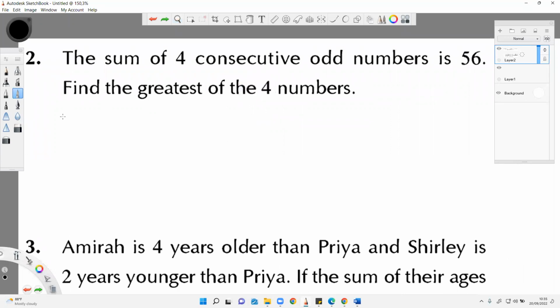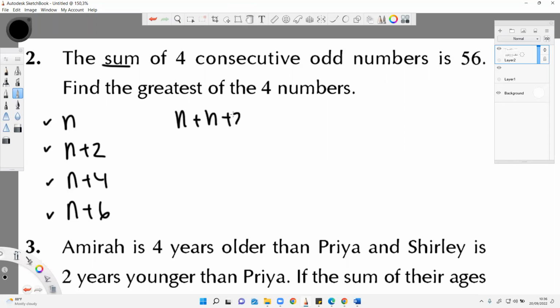N. And then N plus 2. N plus 4. Okay, done. Why? Because 4 numbers, so you have to put 4 algebraic terms here. And you add all the numbers, you will get 56. So first number plus second number, plus the third number, plus the fourth number, equals to 56.